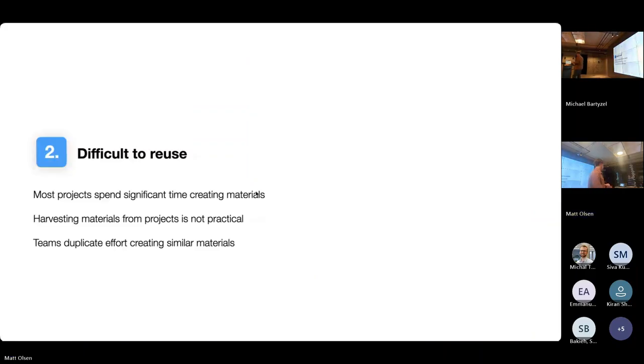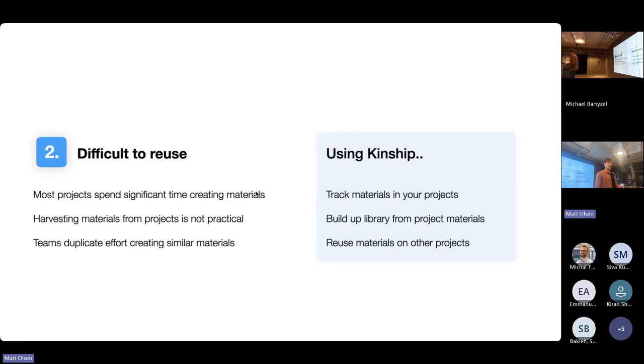So our new release, Kinship, now tracks materials on models. This is something that we already do for families. From the web browser, you can call up any model, which I'll show you, and see the materials that it contains. You can add those to the library.